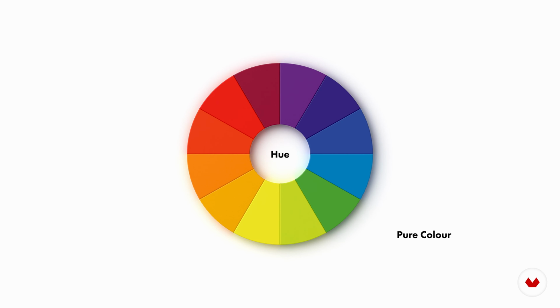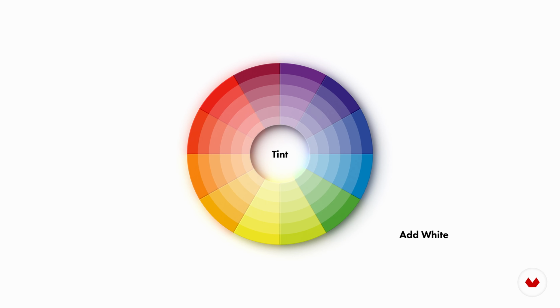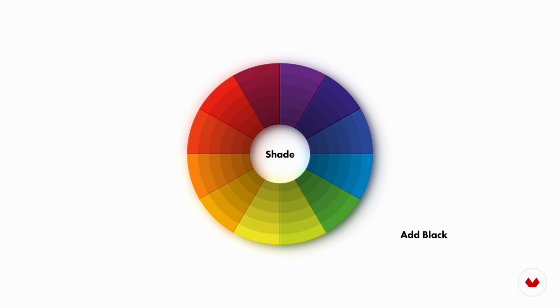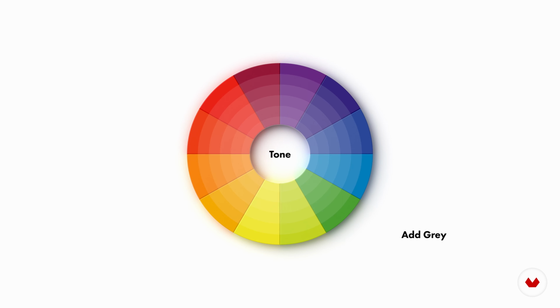Tints, shades and tones are variations of the hue and provide other ways of creating colors. Tints are created by adding white. Shades are created by adding black, and tones are created by adding grey.